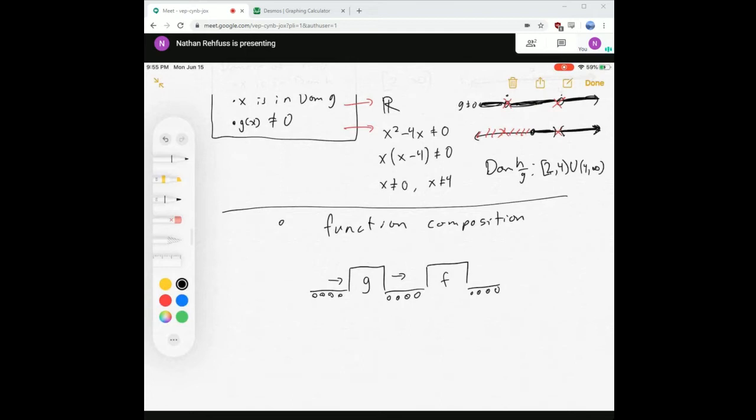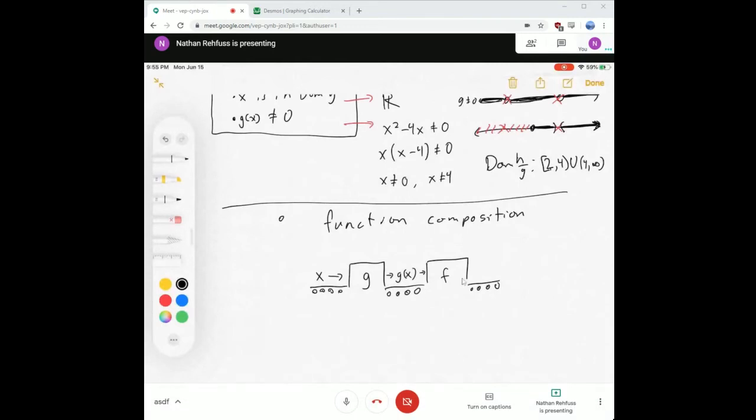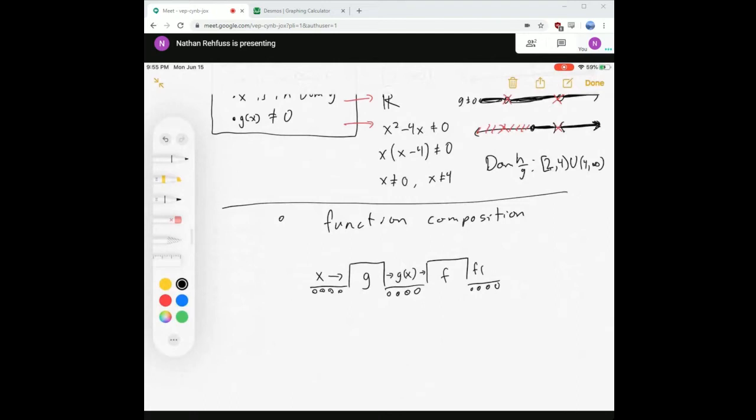If I put X onto my assembly line, then when that comes out of G, G is going to be the function that's going to turn it into G of X. And then we're going to take that output and run that straight into the machine F, and out the other side is going to come F of G of X. So that's what goes here, F of G of X. We're going to write this as either like this or like this.